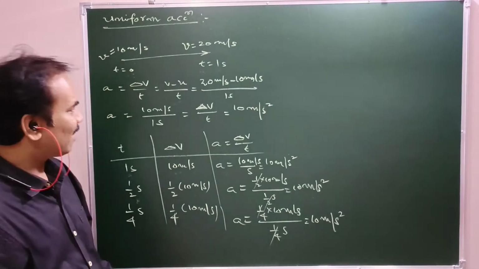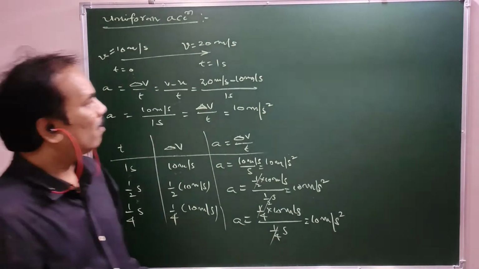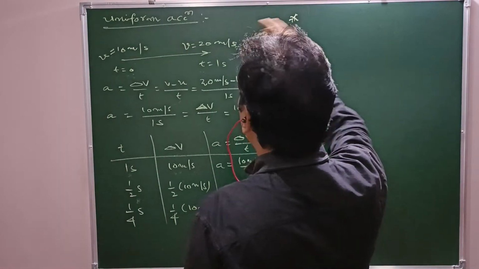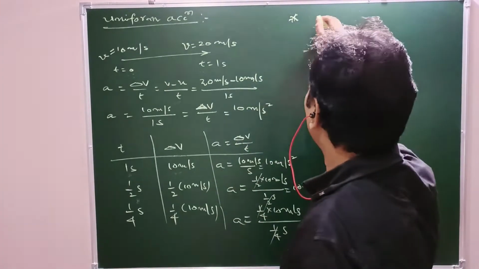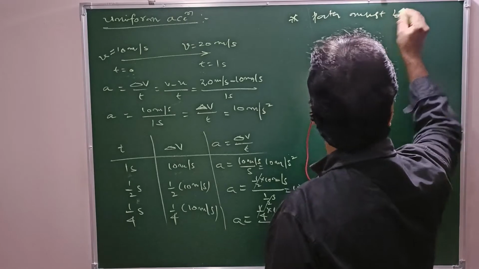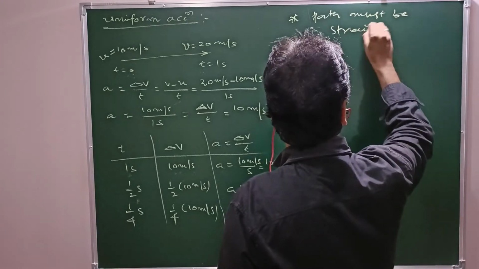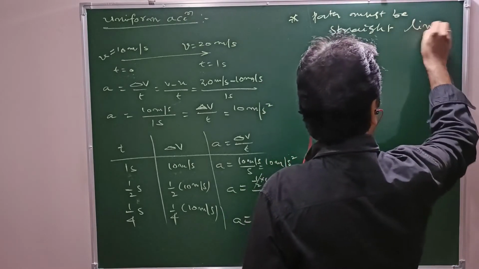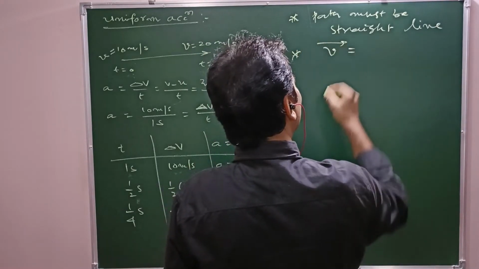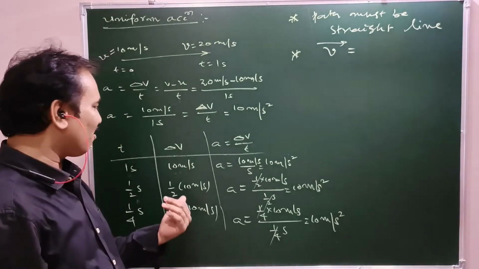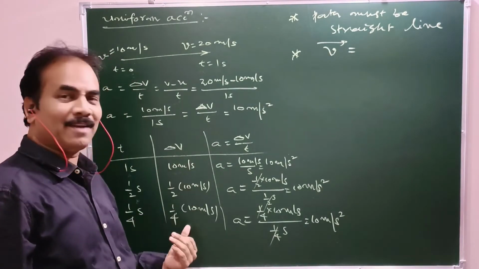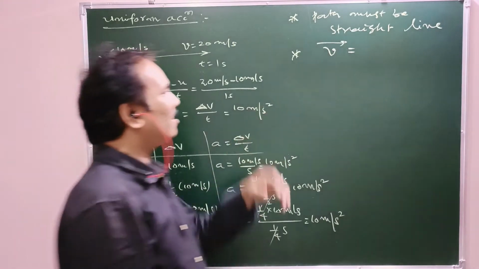Uniform acceleration. Right? Now what about the conditions here? Uniform acceleration in the sense path must be a straight line. What about velocity? Is it constant or not? Velocity is not at all constant. Why? Because here there is appreciable change in velocity in every case. So therefore velocity is not constant.